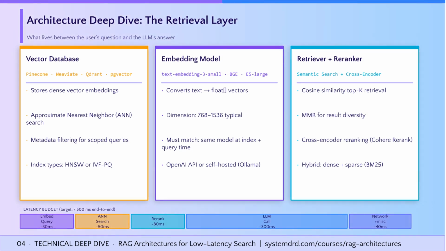The retrieval layer has three main components. The vector database, like Pinecone or Qdrant, stores dense embeddings and uses approximate nearest neighbor search. The embedding model converts text to vectors. Crucially, you must use the same model for both indexing and querying. The retriever and re-ranker uses cosine similarity for initial retrieval and a cross-encoder model for precise re-ranking. The target latency budget for the entire query pipeline is often less than 500 milliseconds.